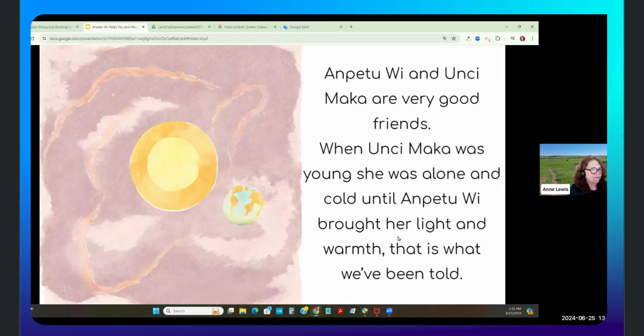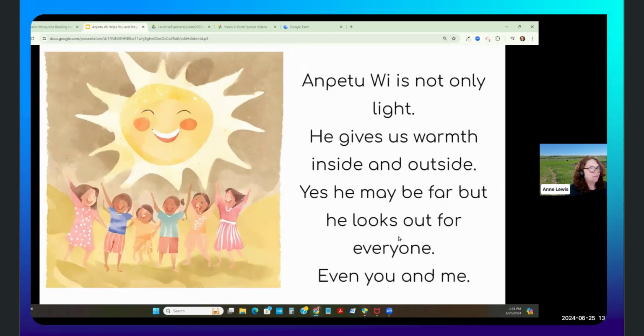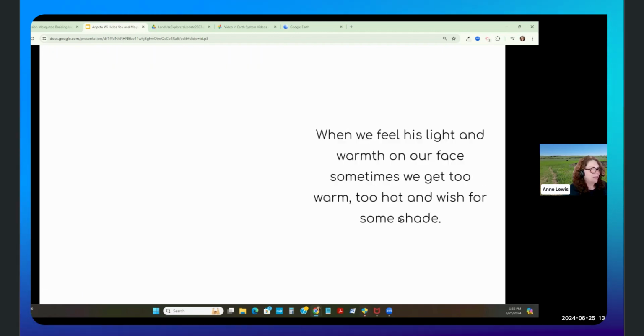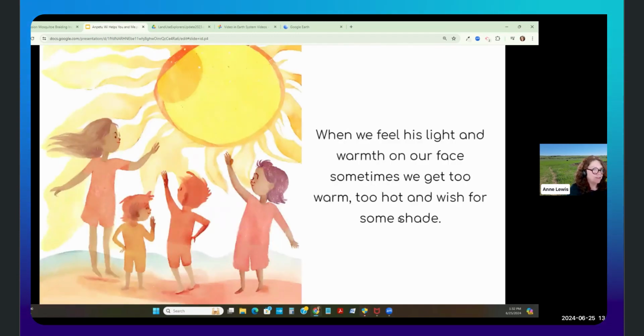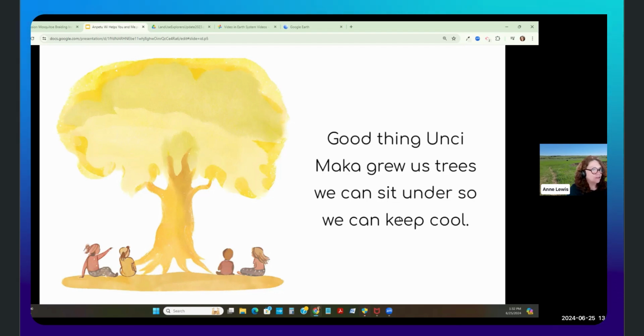Ampetu and Unci Maka are very good friends. When Unci Maka was young, she was alone and cold until Ampetu brought her light and warmth. That is what we've been told. Ampetu is not only light, he gives us warmth inside and outside. Yes, he may be far, but he looks out for everyone, even you and me. When we feel his light and warmth on our face, sometimes we get too warm, too hot, and wish for some shade. Good thing Unci Maka grew us trees we can sit under so we can keep cool.